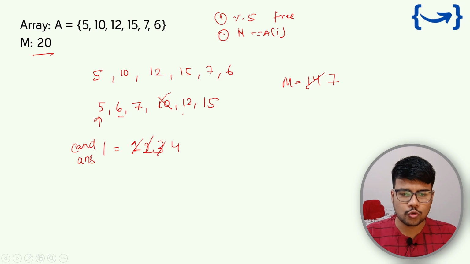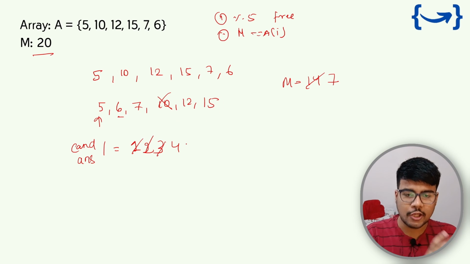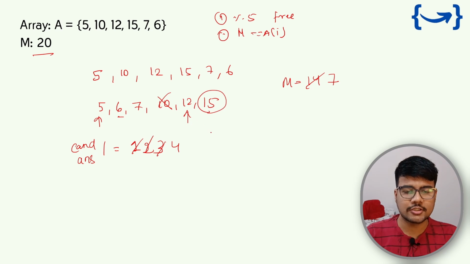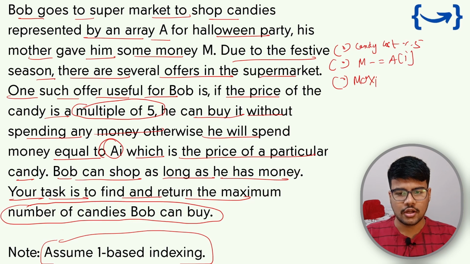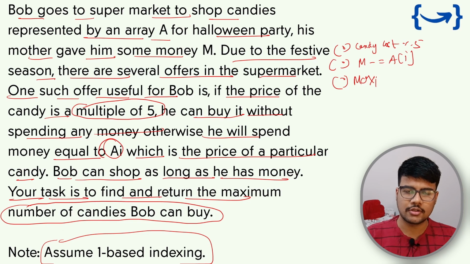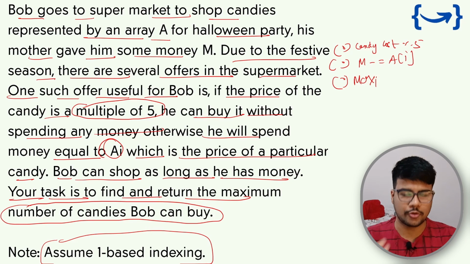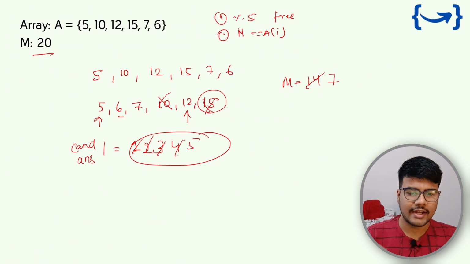And 12, is 12 a multiple of 5? No, it is not. Then I need to see whether I have an equal or greater amount. But no, I have 7, and 12 rupees are required, so I can't buy it. So we'll skip this and check 15. 15 is the last one and a multiple of 5, so it will be free. The total number of candies is 5. The question doesn't say that if at any time I'm not able to buy something, I need to terminate the loop or the process. So I need to check each and every element, and this will be the efficient approach for this program.